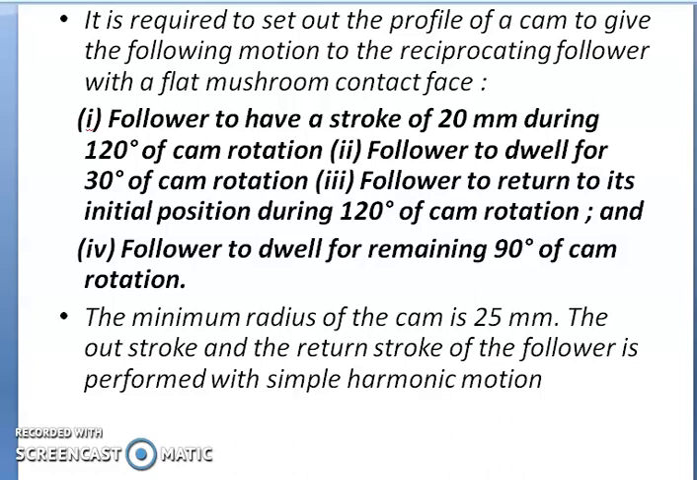The follower is to have a stroke of 20 mm during 120 degrees of cam rotation, follower to dwell for 30 degrees of cam rotation, follower to return to its initial position during 120 degrees of cam rotation, and the follower to dwell for the remaining 90 degrees of cam rotation. The minimum radius of the cam is 25 mm. The outstroke and the return stroke of the follower are performed with simple harmonic motion.